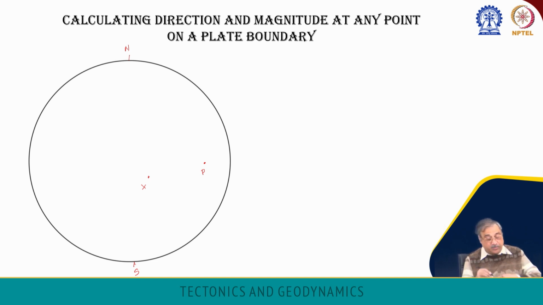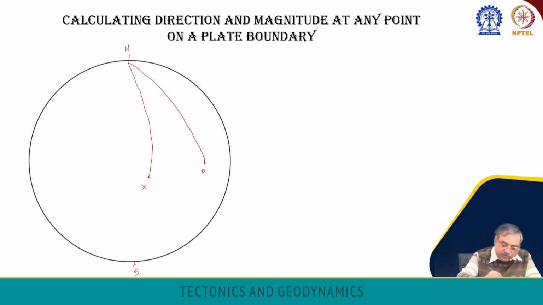Now the first thing is to find out the magnitude of the linear velocity at point x, which is any point on a plate boundary. What we think of is, first of all, we join all these points which are on the surface of the sphere. So geographic north and point P, obviously this would be the arc of a circle like this. Similarly, we join geographic north and point x, which would be the arc of a circle this way, and we also join points P and X along the arc of a circle.